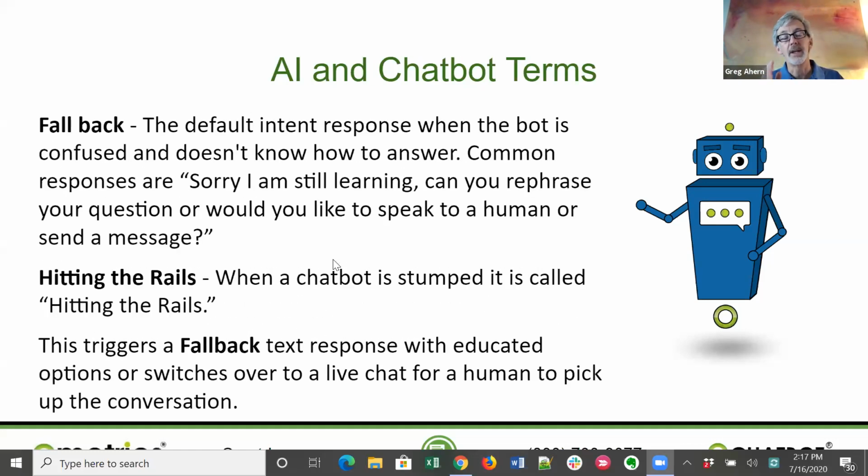Fallbacks are hitting the rails. So when the bot doesn't understand something, it hits the rails, and then it triggers a fallback. And the fallback is a statement that says, gee, I didn't understand what you're saying. Would you like to talk to a real person or send me a message or something like that?